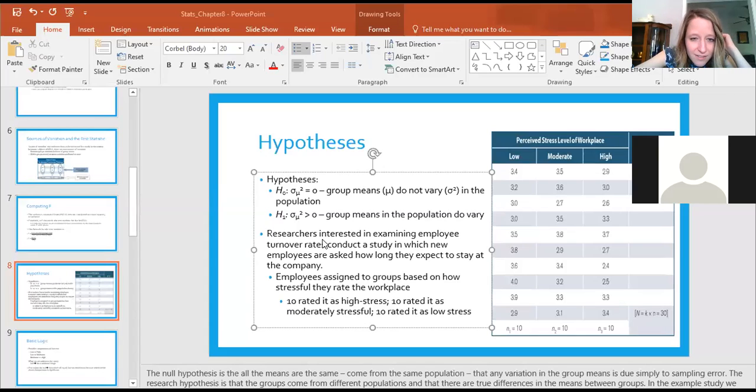All right. So most people got that part. Let me see what the next part is. Okay, so it asks you to state your null hypothesis, your research hypothesis, and then to get your mean for each group, right? So all of that is very similar to what we've done before.